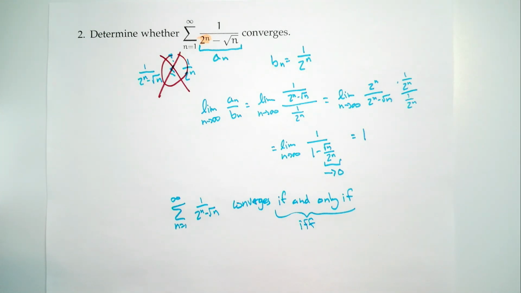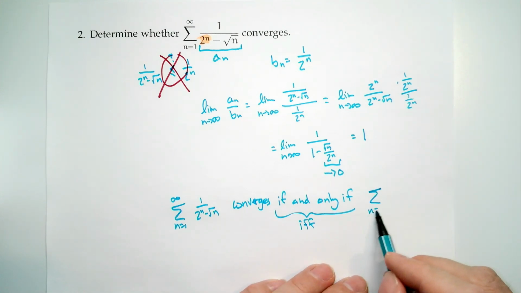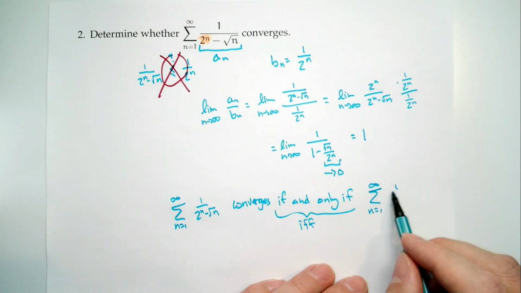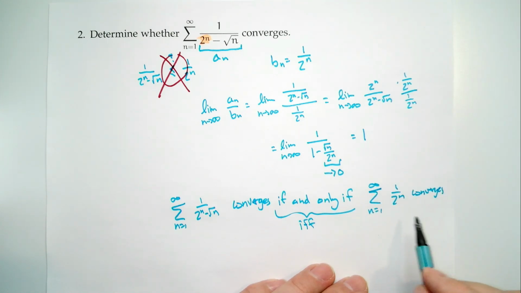Well, it might be a typo, but oftentimes it means if and only if the sum n equals 1 to infinity of 1 over 2 to the n converges. Okay, now, does this sum converge? And this sum converges. Why? Well, we said it before.